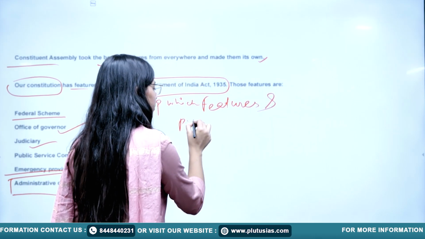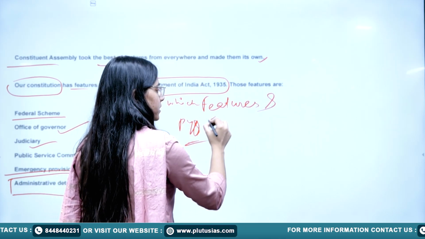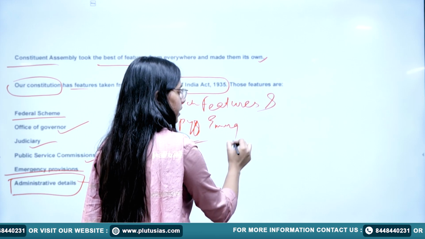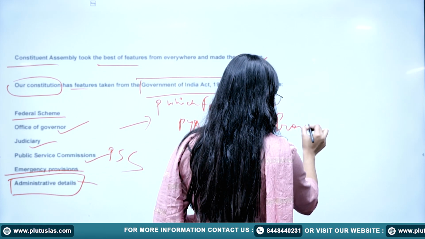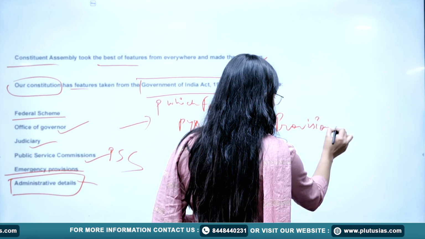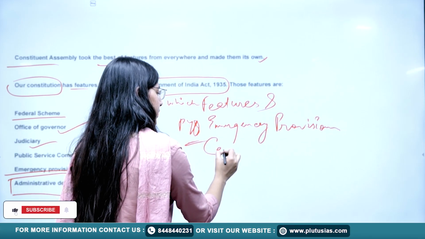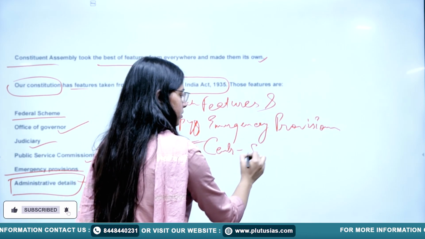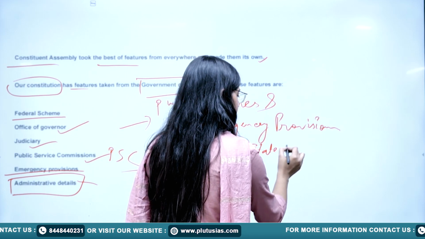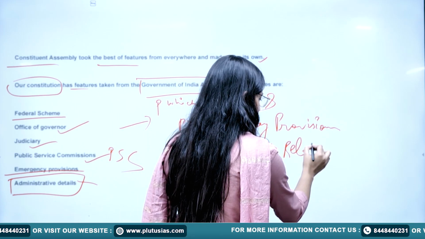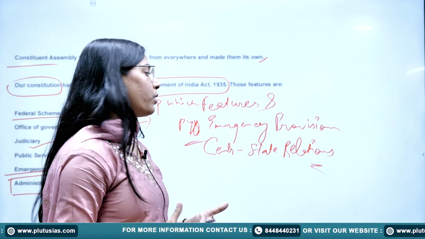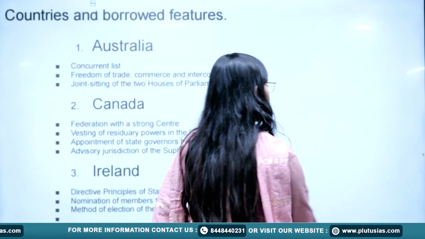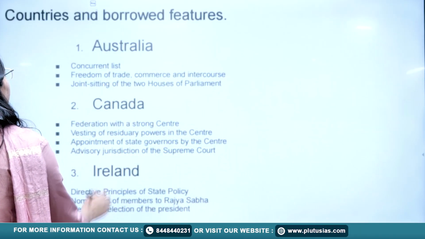In PYQ, you can see questions like: emergency provisions are taken from which country? Federal state, like central-state relations, from where have we incorporated this, from which country? So now we are going to remember all these features and their countries as well.